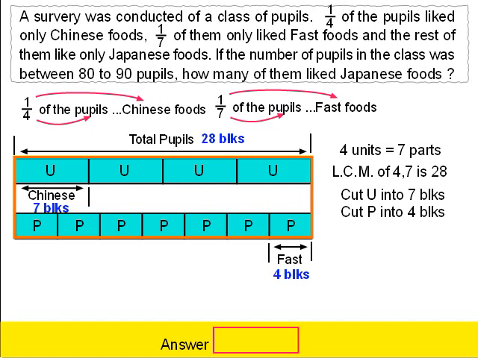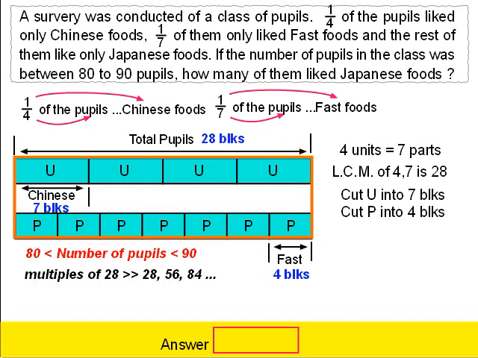Okay? Now, we're given the statement that says that the number of pupils in this class is more than 80 but less than 90. But we know that the total number of pupils is represented by 28 blocks. So let's look at the multiples of 28. Multiples of 28 are 28, next 56, and next 84, and so on and so forth. We stop here because 84 is in between 80 and 90. So we know that there were altogether 84 pupils, and therefore each block is representing 3 pupils.